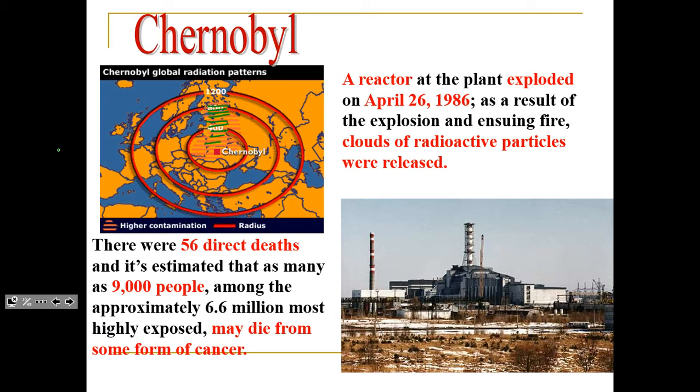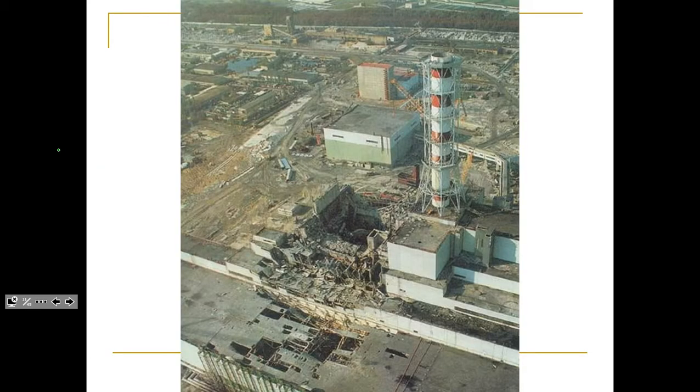There were 56 direct deaths at the plant, and it's estimated that as many as 9,000 people among the approximately 6.6 million most highly exposed may die from some form of cancer. Being exposed to radiation kind of messes with your cells in your body. So, tragic. Chernobyl. At the end of the year, we're going to try and show a documentary that looks at Chernobyl and just the implications of that explosion.